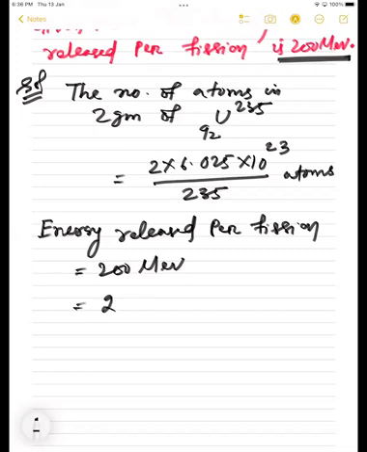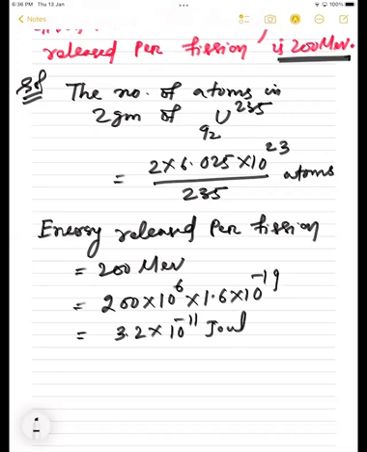If we convert to kilowatt hour, 200 into mega, meaning 10 to the 6, students, right? Electron volt means 1.6 into 10 to the minus 19. Yes or no? So that is equal to 3.2 into 10 to the power minus 11 joule. Understood, students, how to convert MeV into joule?